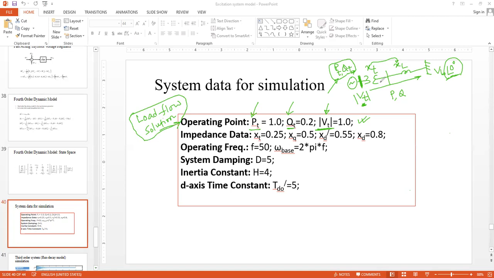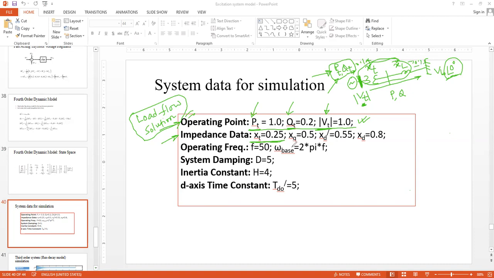However, for a simple network like this, we can assume that that part is done and we already have the information available, PT, QT, and VT, and we'll assume that this is the starting point of the solution of the system. And then we have some impedance data, like the transformer data or the transmission line data, or you can even combine both of them and assume that this is XT, 0.25. Within XT, you can assume that, let's say, this is 0.1 and this is 0.15, something like that.